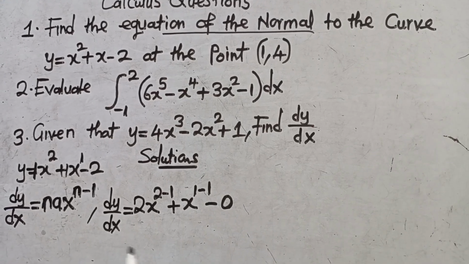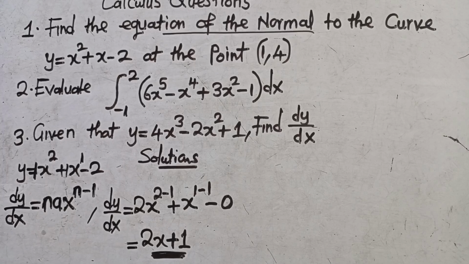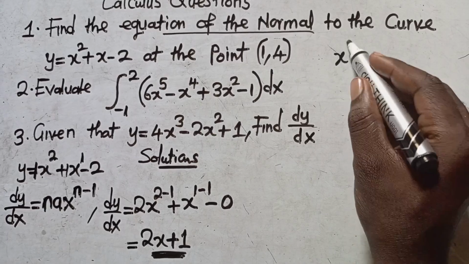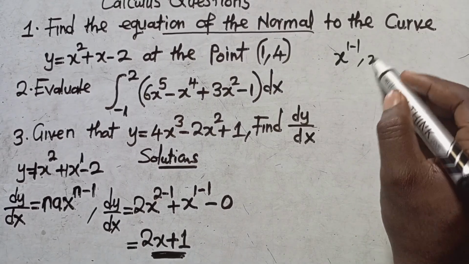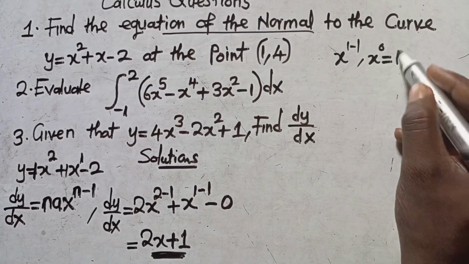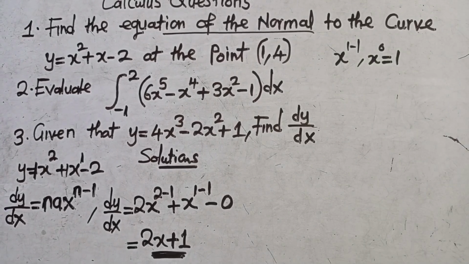After doing this, the final answer is equal to 2x plus 1. This is the answer I'm going to get. This is called a gradient function. Maybe you're wondering, how did this one come about? You've got x power 1 minus 1, this is x power 0. Anything to the power 0 is 1. This is where the 1 is coming from.